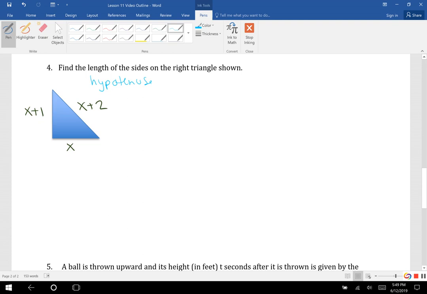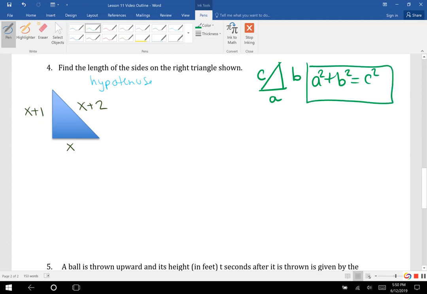And so there's a relationship from geometry that we can use for this problem. If you have a right triangle with two legs, A and B, and hypotenuse C, then we have a theorem, the Pythagorean theorem, which says if you take a squared plus b squared, you will always get the hypotenuse c squared. And so this is an important formula from geometry. You do need to know this formula. And we can use that in the problem given.